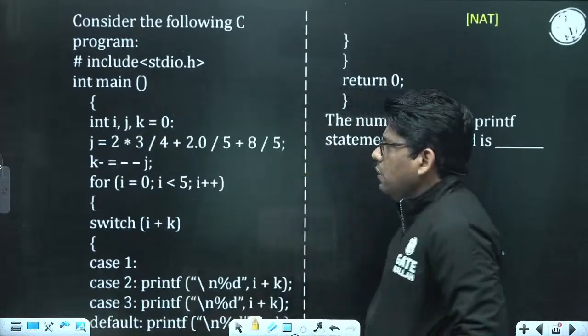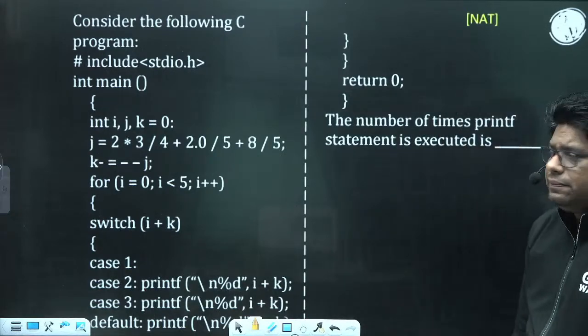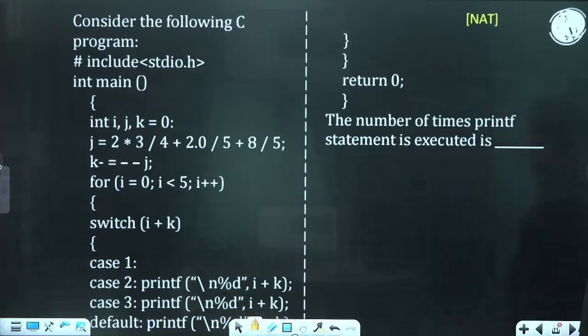Okay. Now let's try to solve this question. Take your time, 2 to 3 minutes.